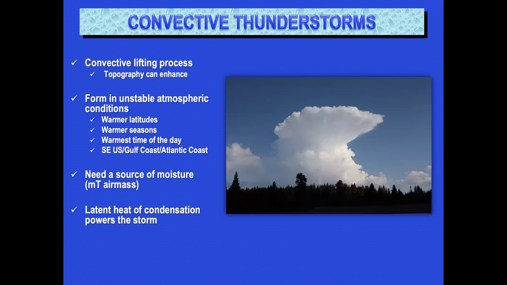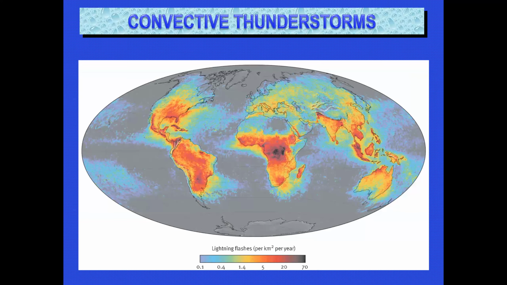Okay, and here's the idea. You need a moisture source, and that moisture source is an air mass that is maritime tropical, usually during summer. Topography can help it along, so you can have a storm moving up and over a mountain, so it provides a bit more lift to that air. And this is where you tend to find convective thunderstorms, and this is depicted as a function of lightning.